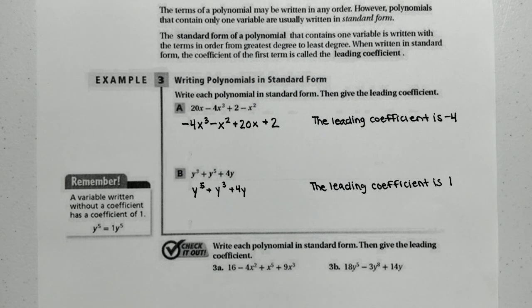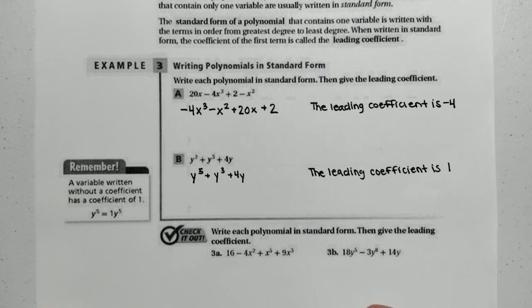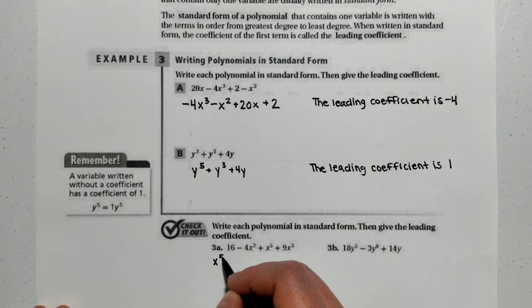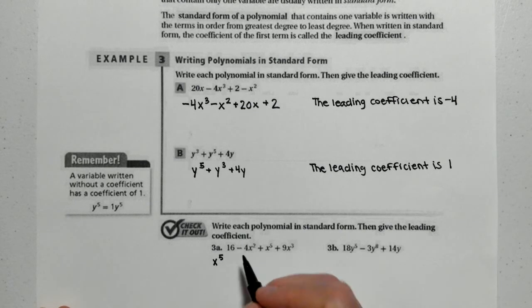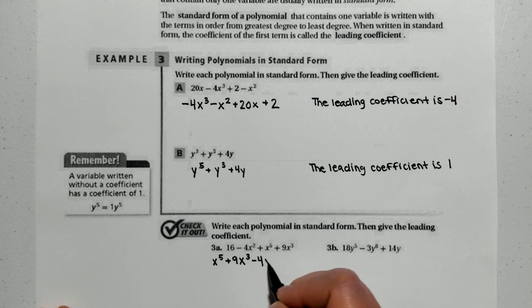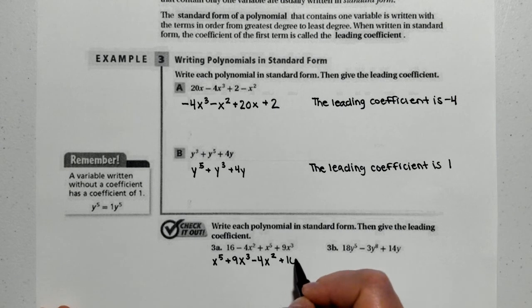There are two check it out problems at the bottom. Write each polynomial in standard form, then give the leading coefficient. So go ahead, take a moment, pause the video, and try this one on your own, and then resume when you're ready to check your answer. So for 3a, we have 16 minus 4x squared plus x to the fifth plus 9x cubed. So the largest exponent is 5, so I'm going to write that term first. So x to the fifth. Next would be cubed. So plus 9x cubed minus 4x squared and then plus 16.